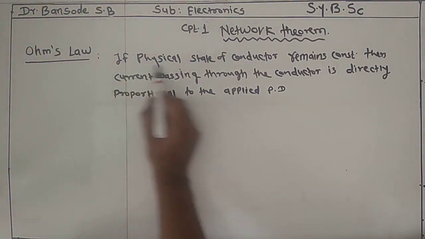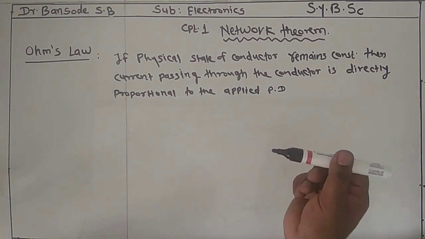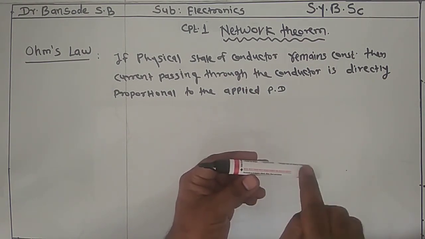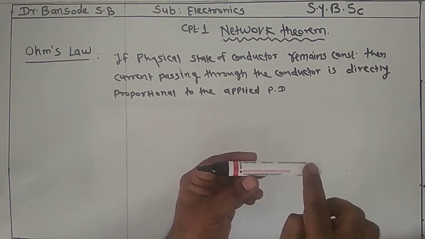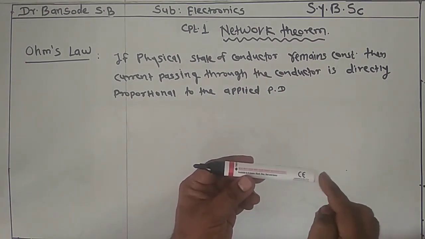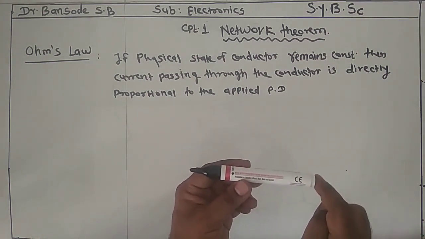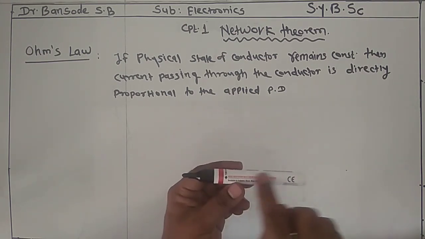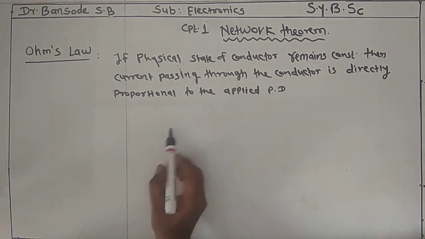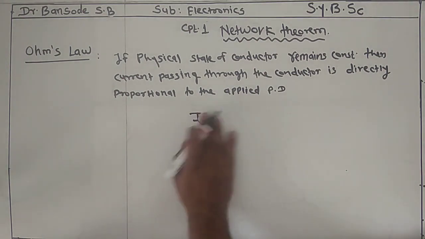Means if physical state of the conductor remains constant, physical state means its material, its temperature. If we consider this is the conductor, the material of this conductor should be same, temperature of this conductor should be same, area of cross section of this material should be same. That is called physical state of the conductor. Material, area of cross section and temperature. If all these parameters are constant, then current passing through the conductor is directly proportional to applied potential.